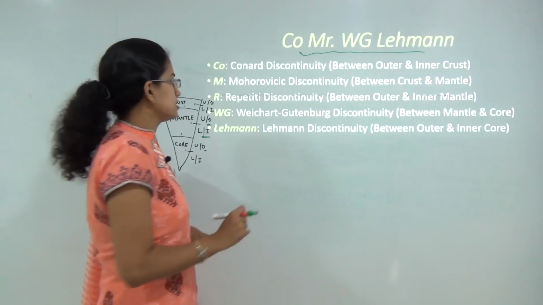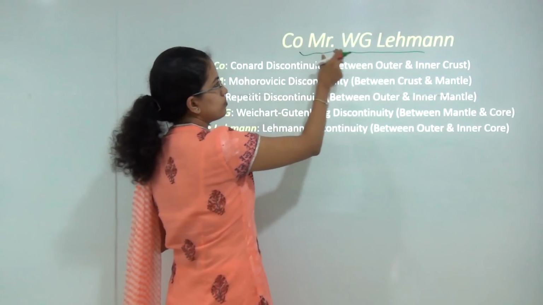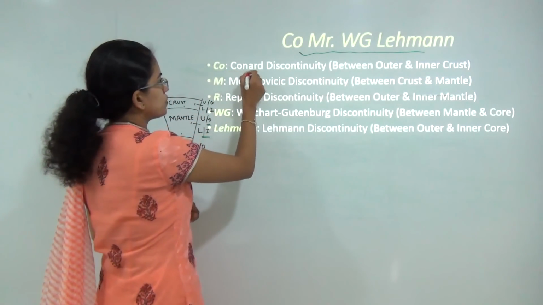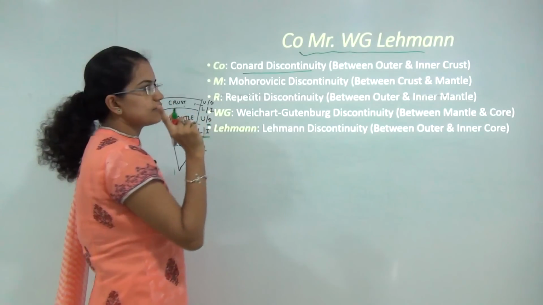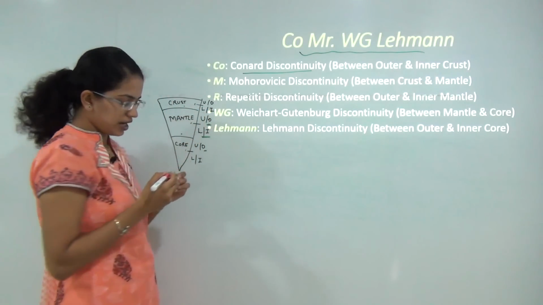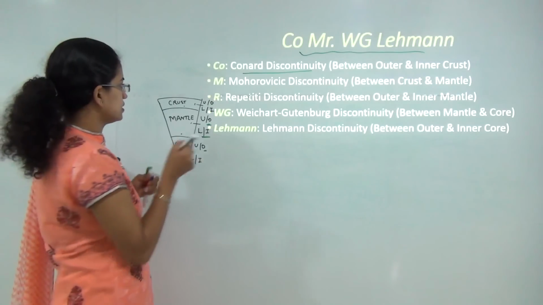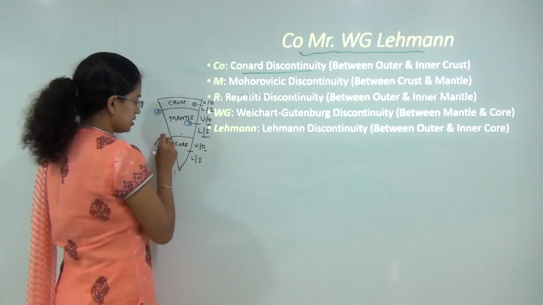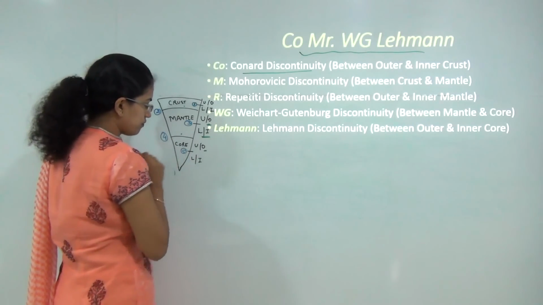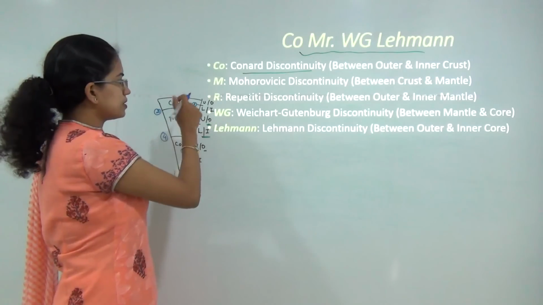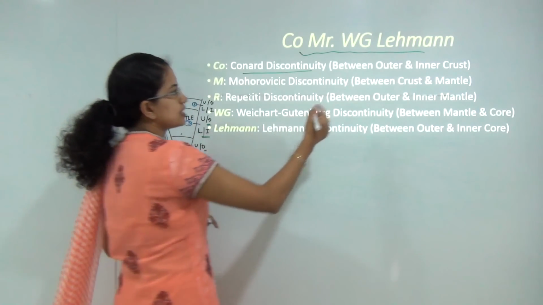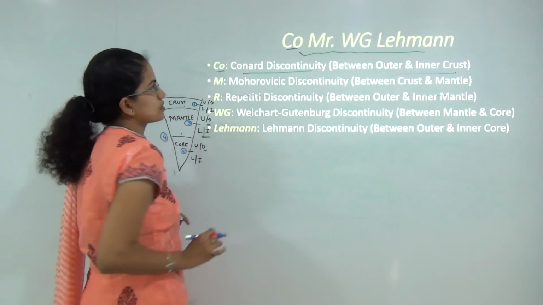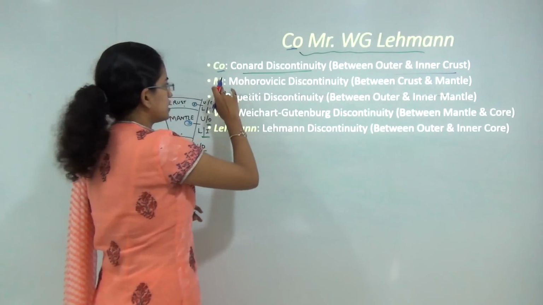So I can remember this as Kaho Mr. W.G. Lehmann. Now CO stands for Conrad discontinuity, and that's the first discontinuity that I have marked here. So if I mark it as 1, this is 2, this is 3, this is 4 and this is 5. So one that exists between the outer crust and the inner crust is known as Conrad, and this CO comes from here. Then you have Mr. that is M and R.